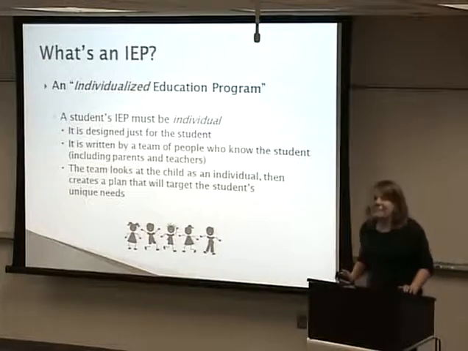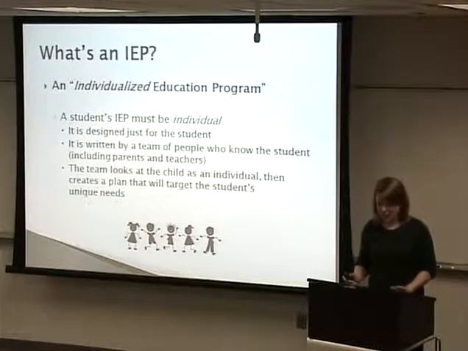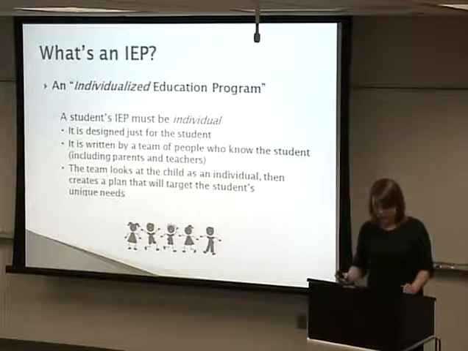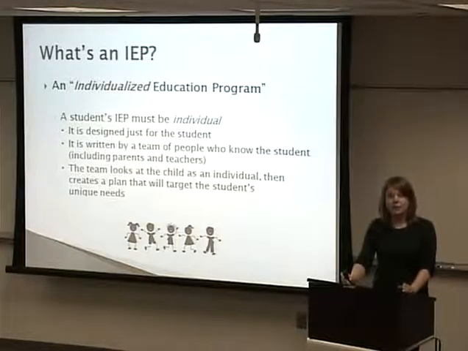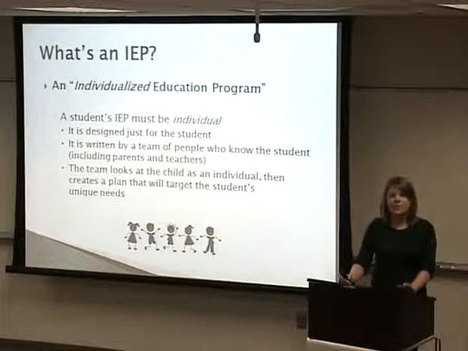Let's start with, what is an IEP? An IEP is an individualized education plan. A student's IEP must be individual and based on their individual needs. It's designed just for the student. It's written by a team of people who know the student, and that includes parents and teachers. And the team looks at the child as an individual and then creates a plan that will target that student's unique needs.